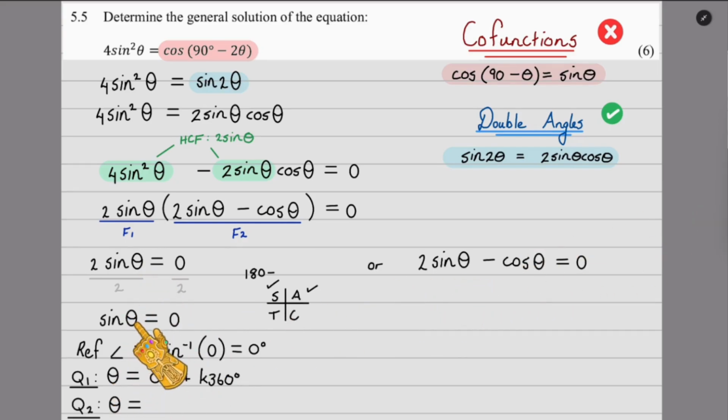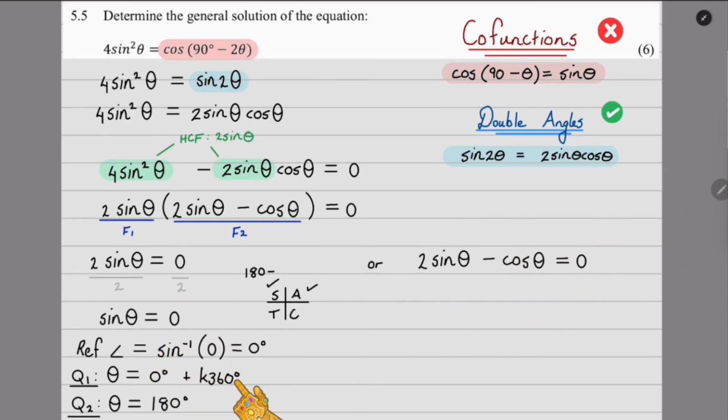This angle here goes on the left. And I'll say theta equals 180 minus my reference angle of 0. And 180 minus 0 is just 180. And then next to that, I do have to put the plus K360. Remember, sine and cos is 360, whereas tan is 180. So let's just copy paste the plus K360 next to that.